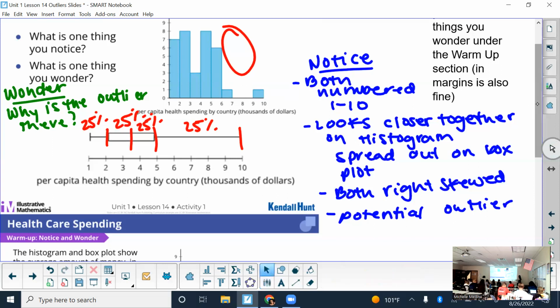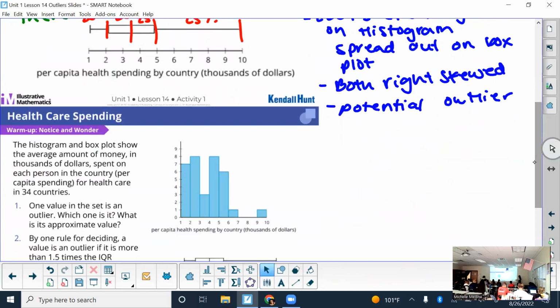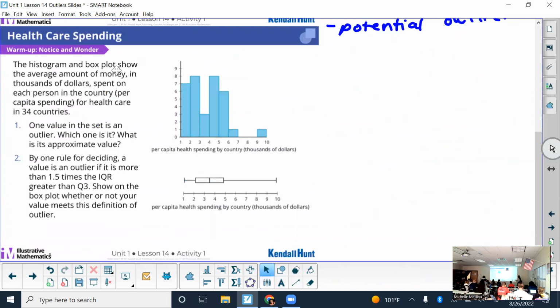Anything else anyone wants to ask? All right. So continuing on with this situation, so still the same box plot and histogram. These show the average amount of money in thousands of dollars spent on each person in the country for healthcare in 34 countries. So we kind of mentioned this before. One value in the set is an outlier. Which one is it? What is the approximate value? So in the histogram, it's debatable because in this column can be 9 through 10. In the box plot, it should be easier to see. What's it close to? 10. All right, so the approximate value for our outlier is 10.